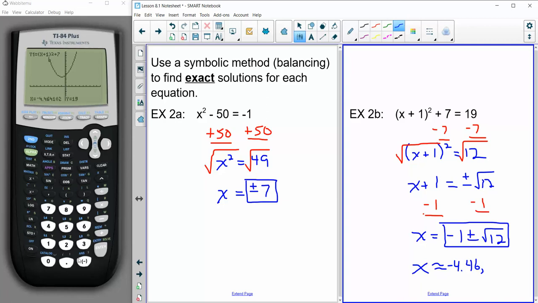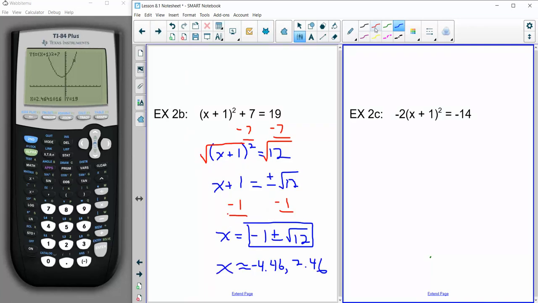And negative 1 plus the square root of 12 is about 2.46. So these are approximate, these are exact. That's why I got the box around that. Let's do it again. How about, let's divide this by negative 2.